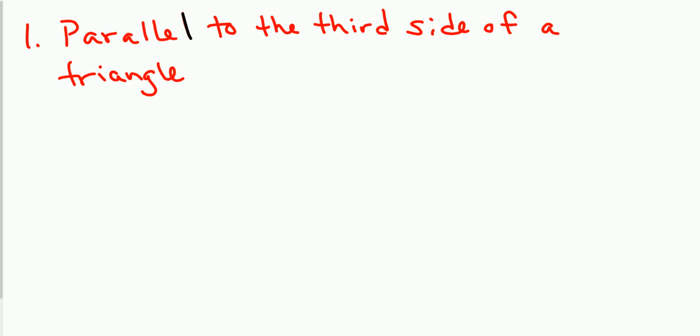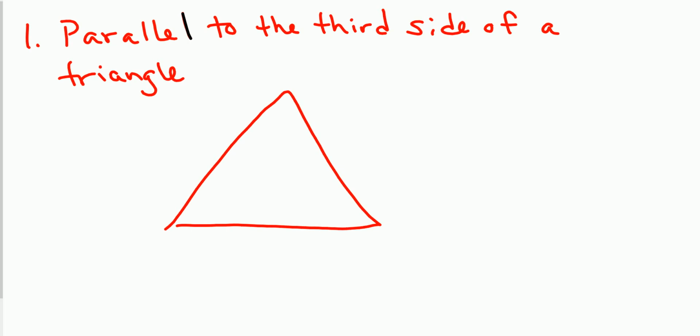What do I mean by that? So we have this triangle, right? This is the mid-segment. It means that this mid-segment is always going to be parallel to the side of the triangle that it's not touching, the third side. These two will always be parallel.